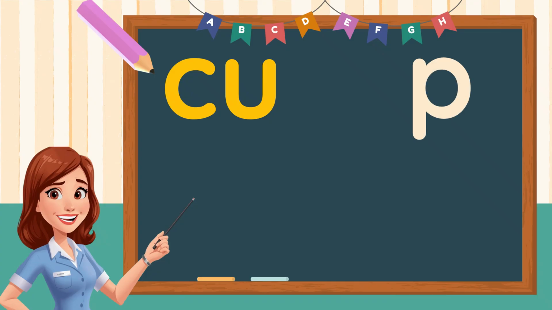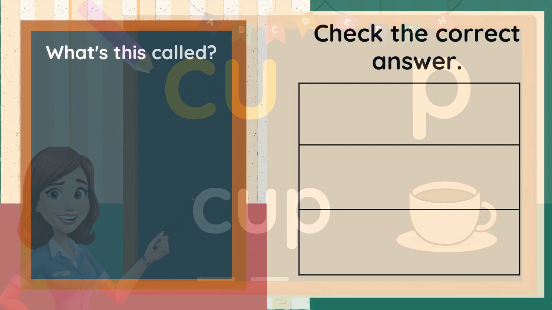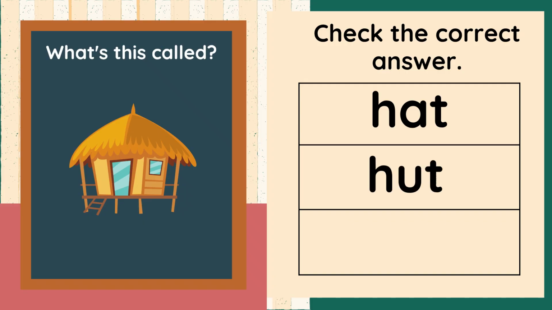K, p, k, p, cup, cup. Now do this activity. What's this called? Check the correct answer. The answer is hot, hot.